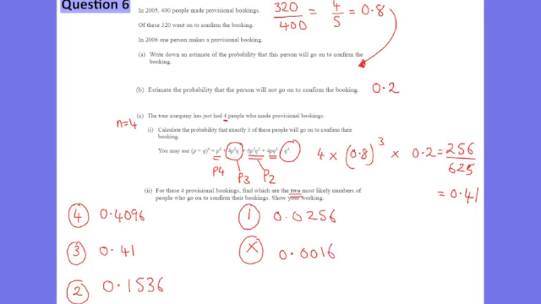So which are the 2 most likely options that will happen, most likely numbers? We're going to be looking for our highest probabilities. We can see it's these 2. It's most likely that either 4 or 3 of the people confirm their bookings.